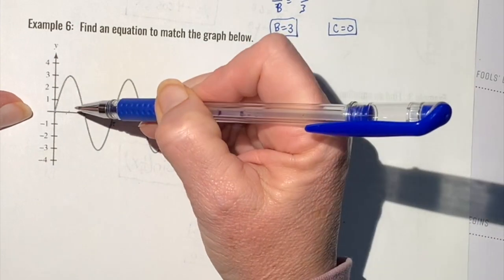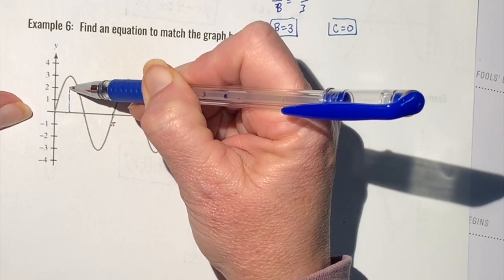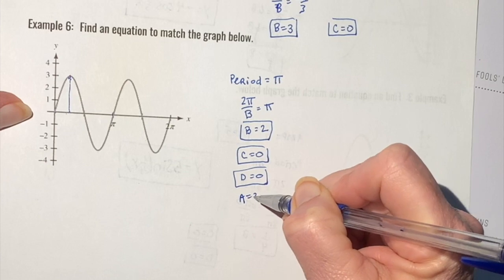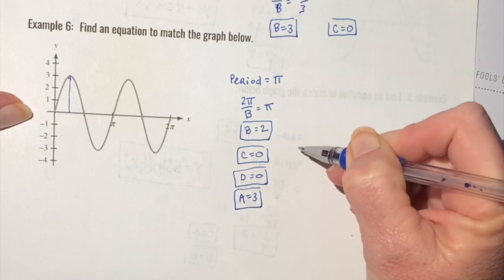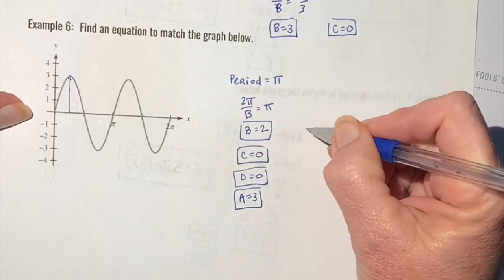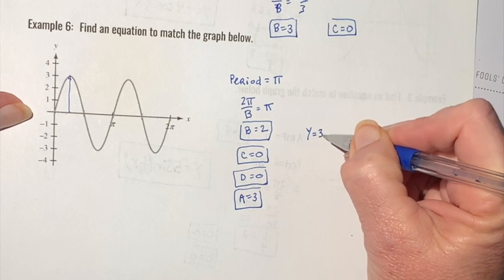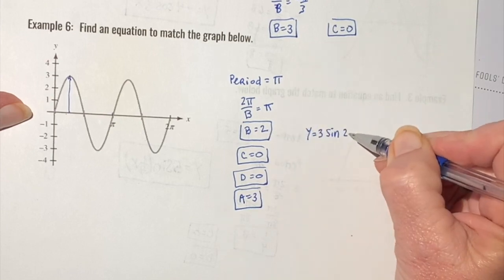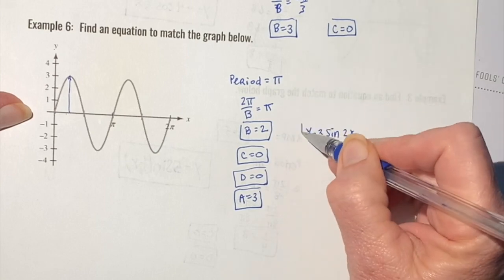And the amplitude, yeah, the amplitude has changed. So the amplitude is 3. So A is 3. And so then I can write the equation using sine. So y equals 3 sine of bx, so 2x, and then plus 0.